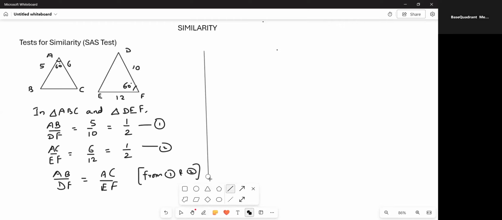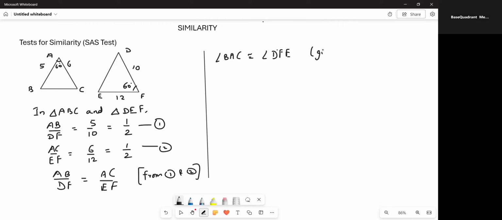Now, what else can we see from the figure? We can see that angle A is 60 degrees and angle F is also 60 degrees. That is, angle A is congruent to angle F, which means angle BAC, which you call as angle A, is congruent to angle DFE, which is angle F. Both are 60 degrees given.